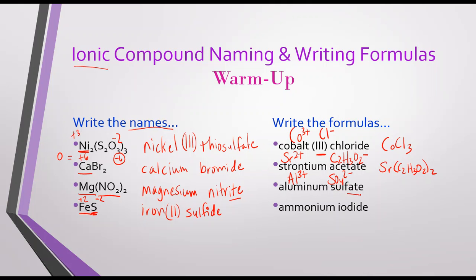SO4 -2 is sulfate. Now, how many of each do I need to make this formula work? We have a 3 to 2 here. Yeah, 2 aluminums, good. And parentheses SO4, and then the 3 outside. Remember, this is plus 6 and minus 6 adds up to 0.